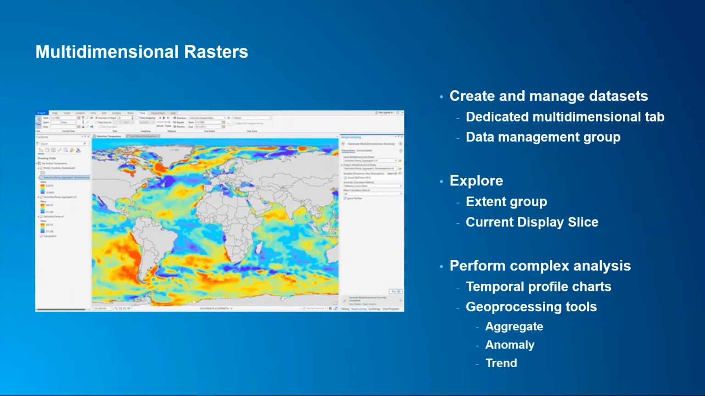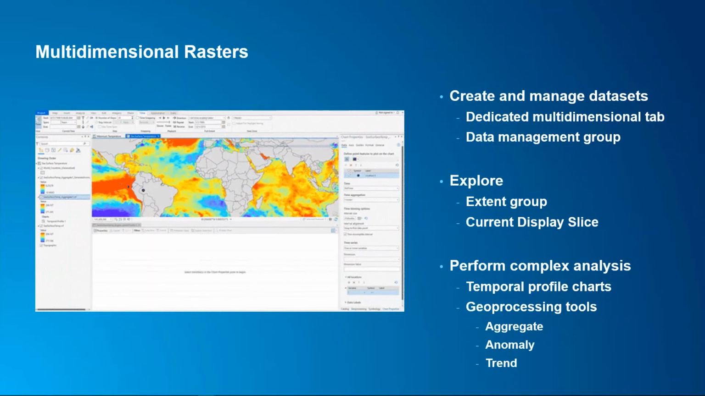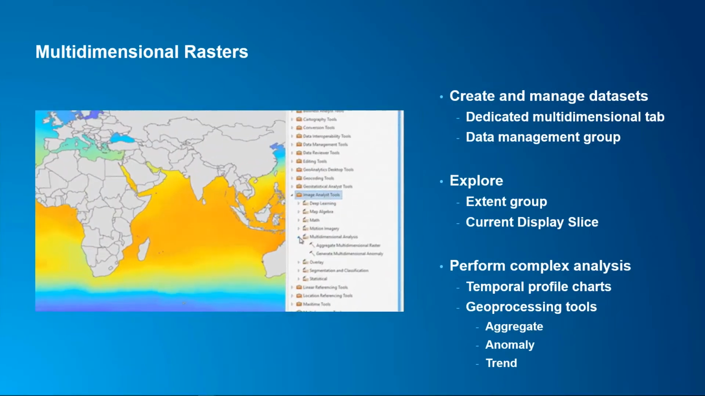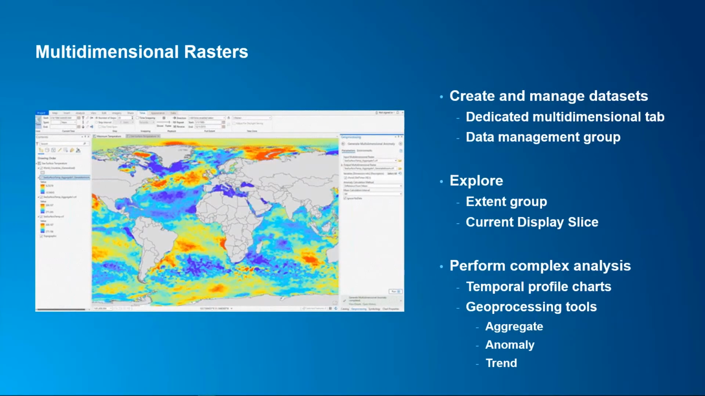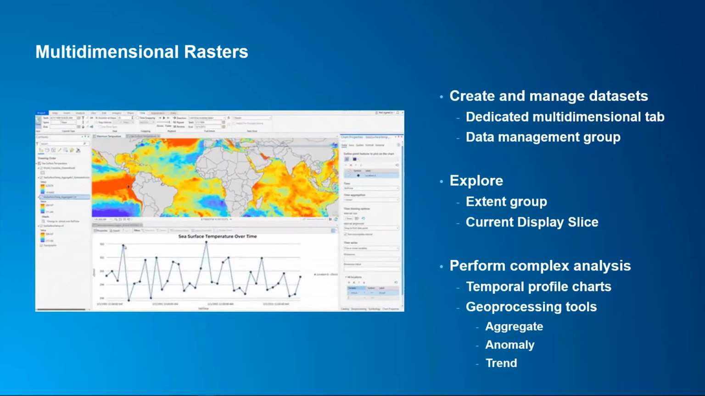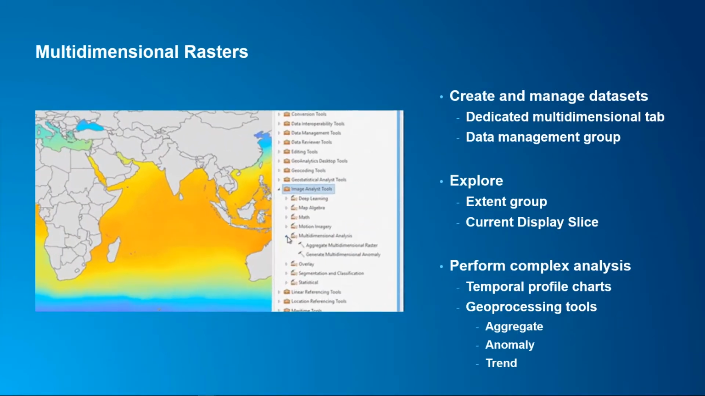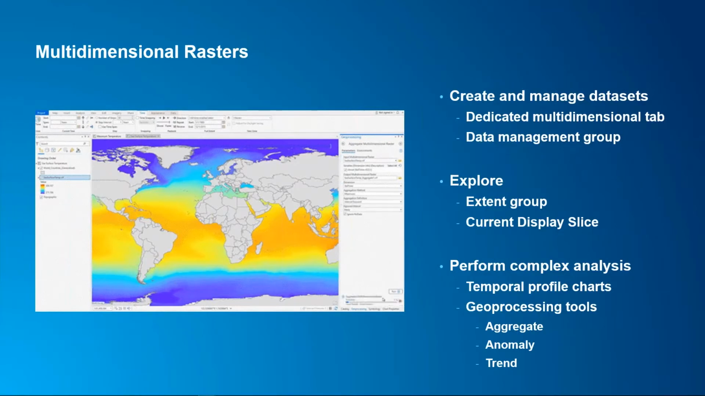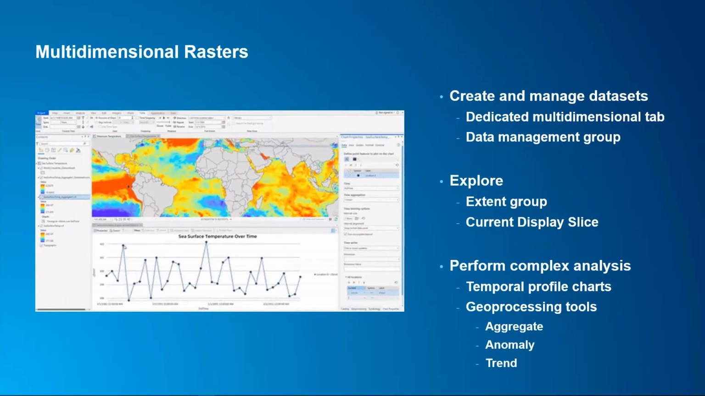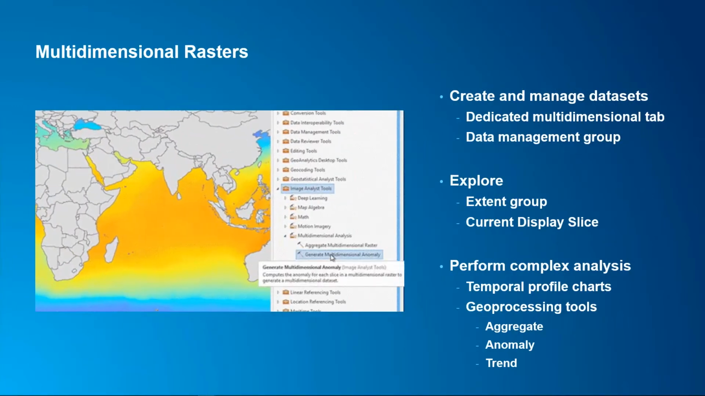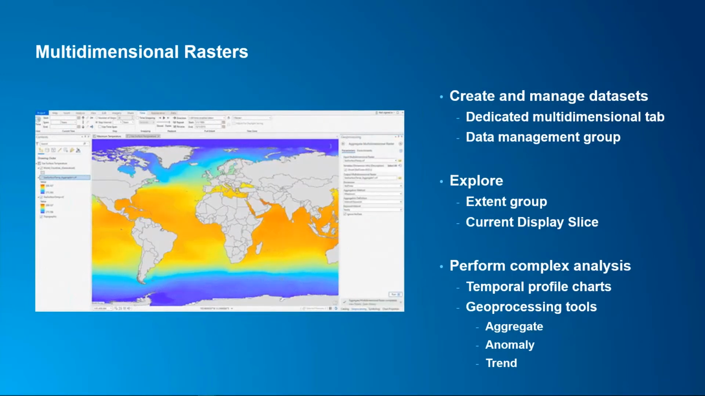What this does is, extent group lets you limit the different variables. Current display type allows you to change the slice that you're viewing within the map. And then there are different analysis tools that provide different functions for advanced processing of your multidimensional data, such as aggregation of different raster variables, finding anomalies in each slice, and estimating trends for each pixel along dimensions.